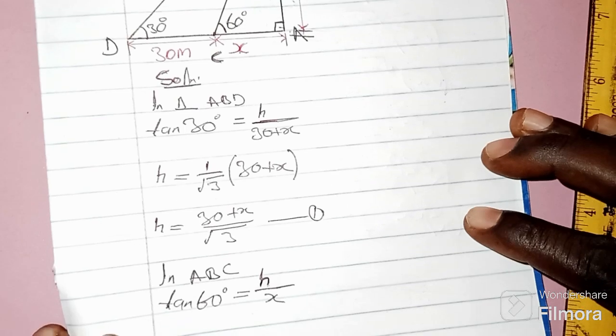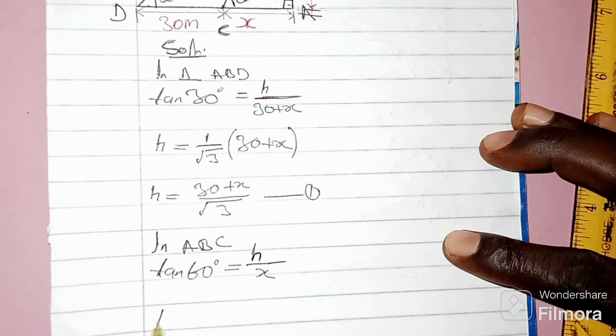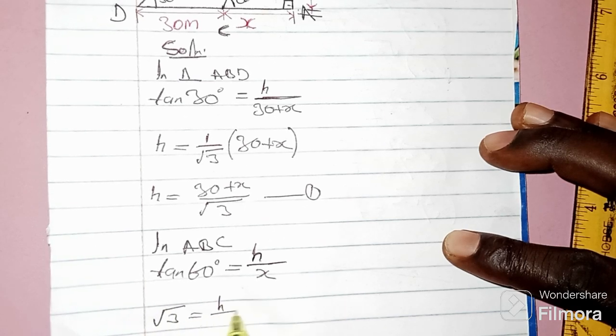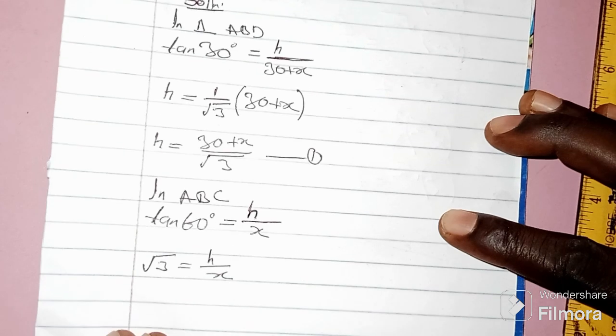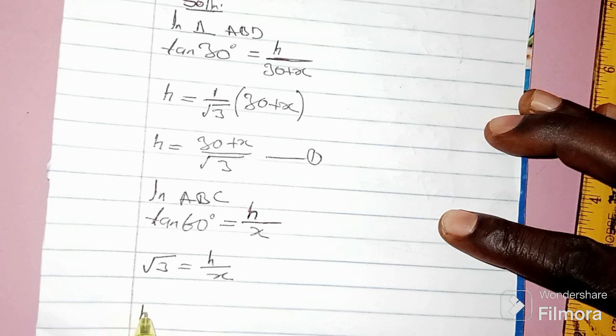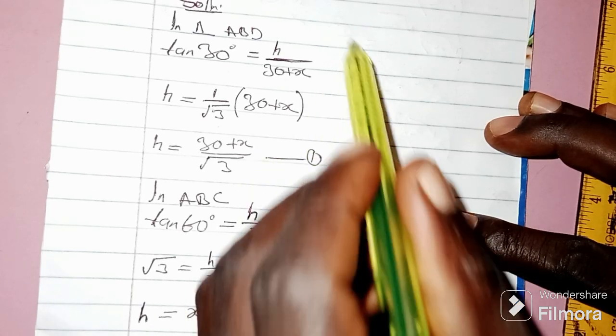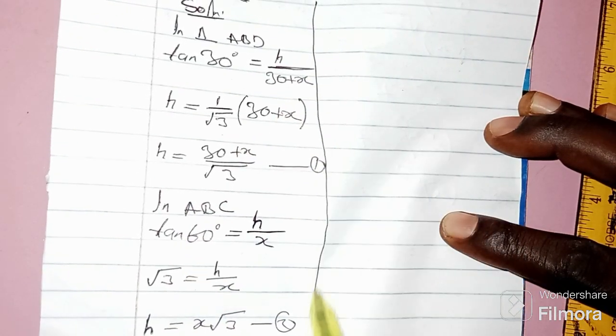So if that is the case, our tan 60 degrees is root 3. So we are now going to have square root of 3 is equal to h divided by x. Going further, I need to make h the subject of the formula in this case. So h is now going to be x root 3, and this is my equation 2. Let me divide the sheet.